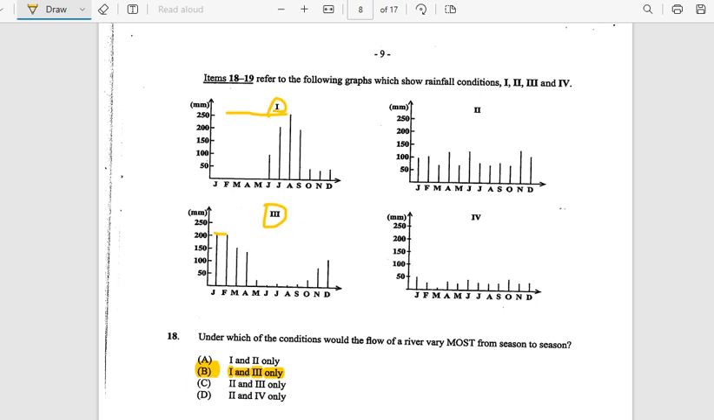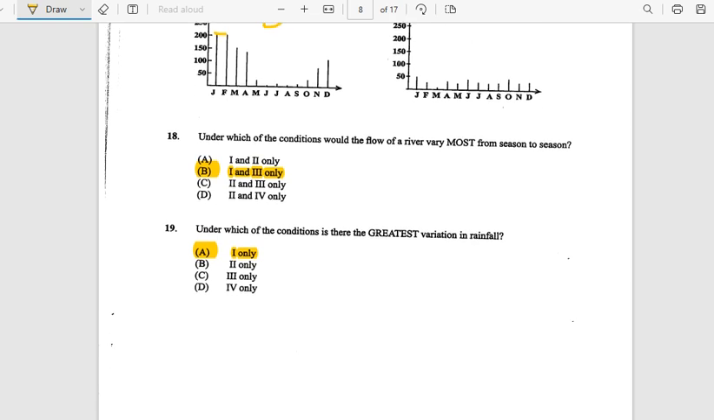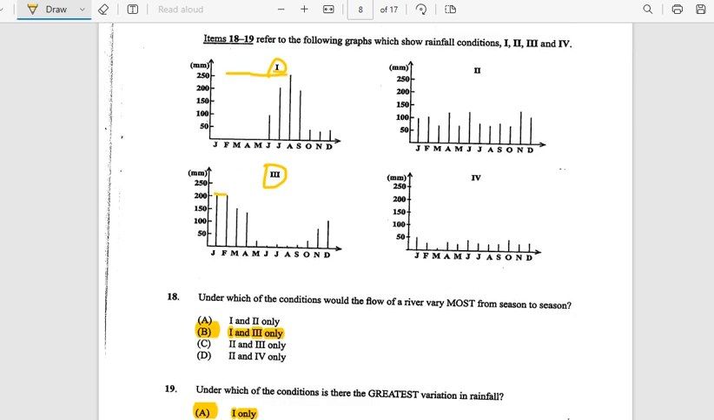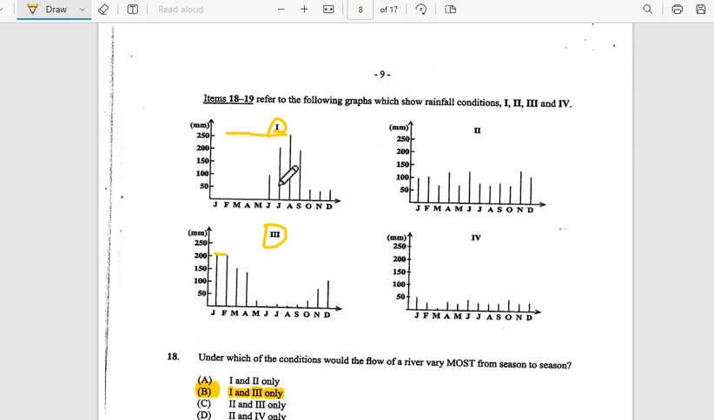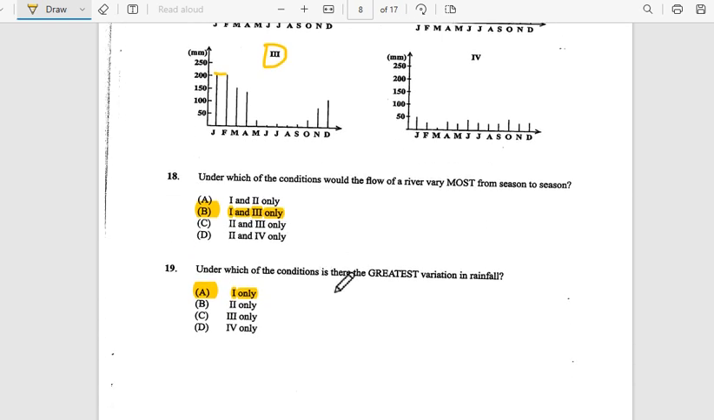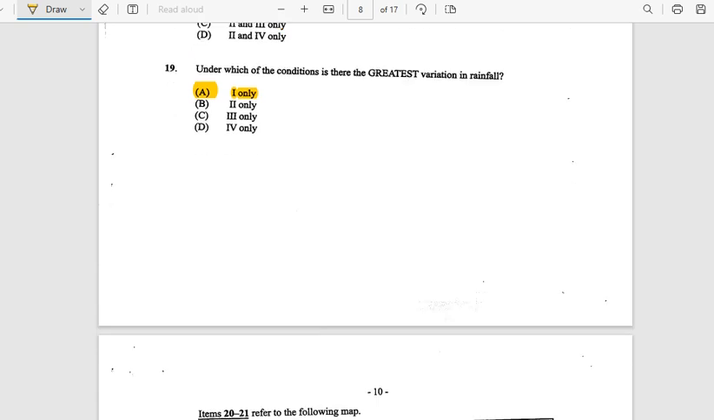All right, for number 18. Number 19. Under which of the conditions is there the greatest variation in rainfall? All right, so under this condition, greatest rainfall. Let me see. All right, so we have 250, we have 100, then we have around 50. So that would be in the graph rainfall 1. All right, so the answer is A for number 19.